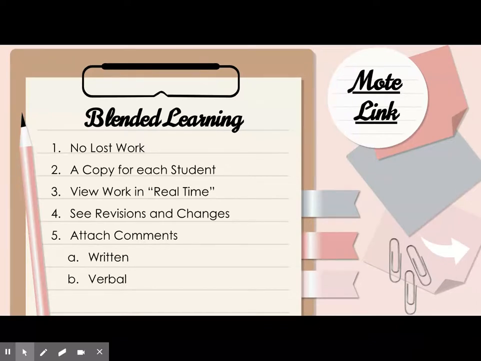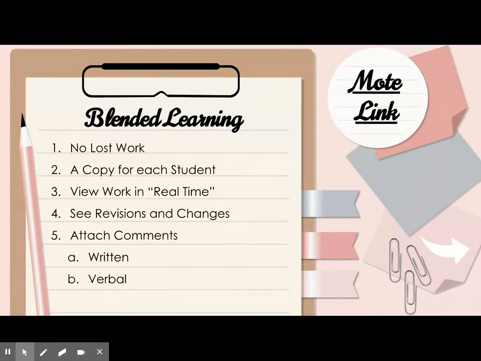Second is you can create a copy for each student. And you do that in Google Classroom when you attach worksheets. There's an opportunity for each student to be able to edit, for them to only be able to view it, or you can create a copy for each student. That means they have their own individual worksheet that is attached to Google Classroom and is already in your Google Drive. And so that goes on to number three, which is you can view their work in real time.